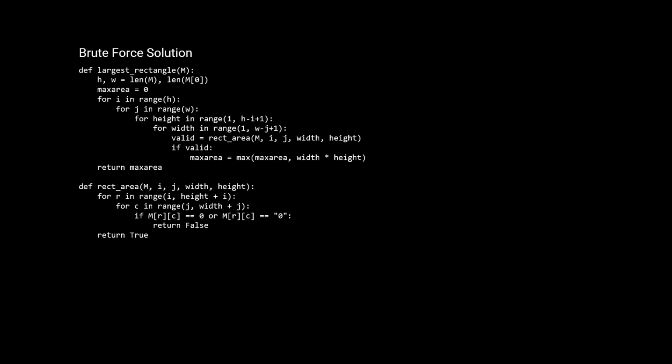Here's the Python code. It's pretty straightforward, and I think the runtime is pretty awful, something like rows raised to the third power times columns raised to the third power. There are probably even better brute force solutions out there, but I don't want to spend too much time discussing the brute force solution because it really isn't the focus of this video.